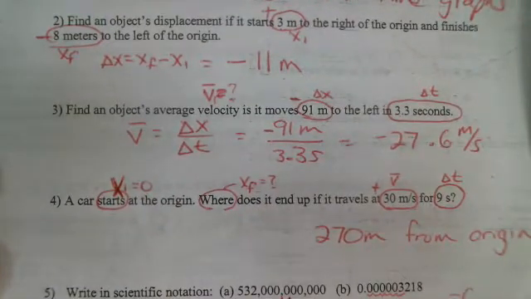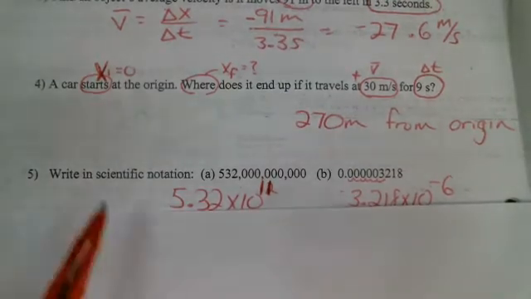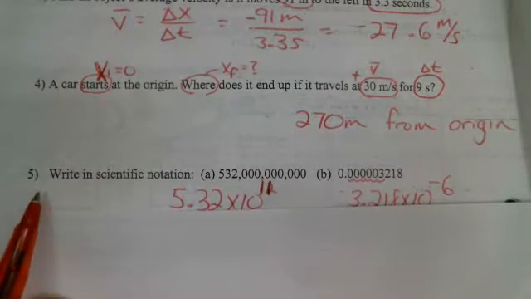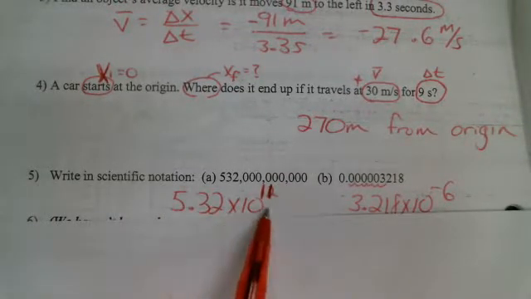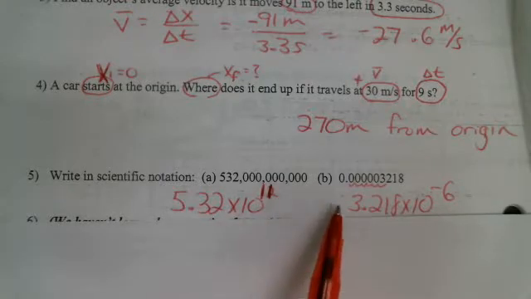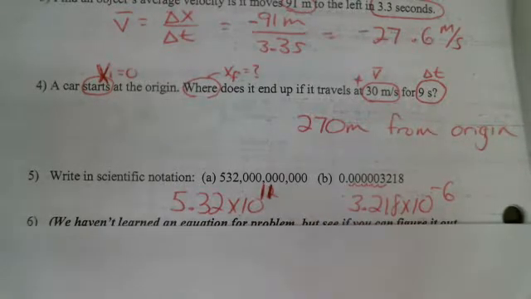Next, we have number 5. Write in scientific notation. This here, we're going to be 5.32 times 10 to the 11th. And for letter B, 3.218 times 10 to the negative 6th.